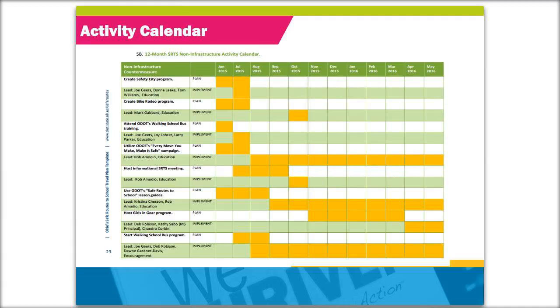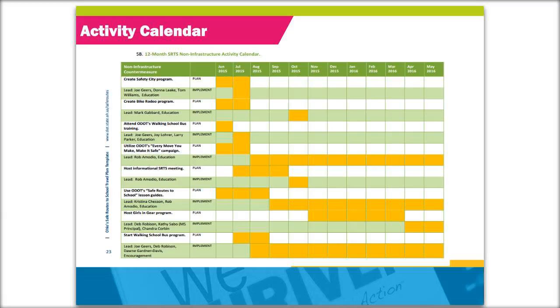The top line is when you're going to plan for that countermeasure, and the second line is when you're going to implement it. Don't worry, there are tons and tons of resources out there to help you identify potential non-infrastructure countermeasures. There are a lot of resources that we'll talk about at the end. There's a whole toolkit available for schools and communities, but you'll also come up with your own ideas as you go through this process and become familiar with the 6 E's.